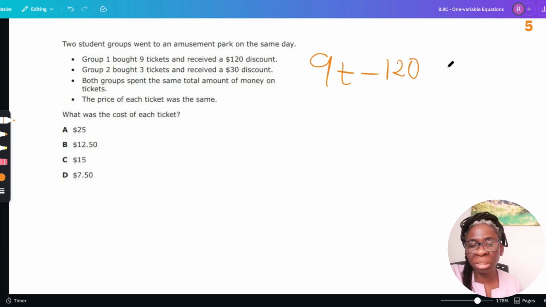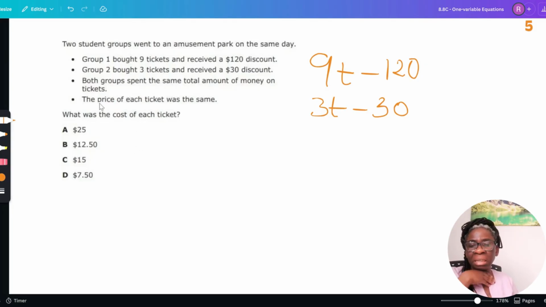And group 2 bought 3 tickets and received a discount of $30. That will be 3t minus 30. Both groups spent the same total amount of money on tickets. The price of each ticket was the same. What was the cost of each ticket? Now we have to find the cost of T.